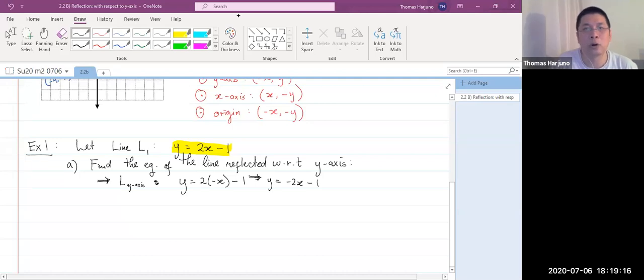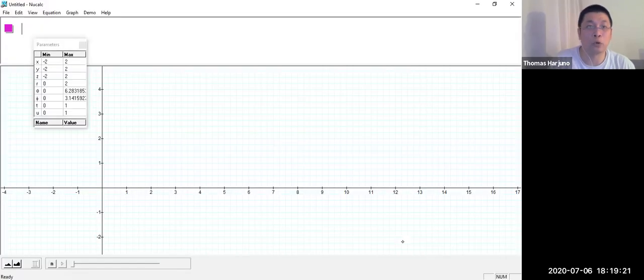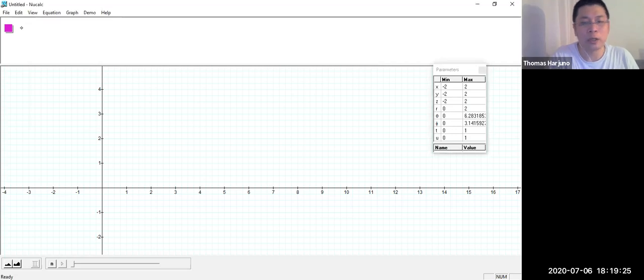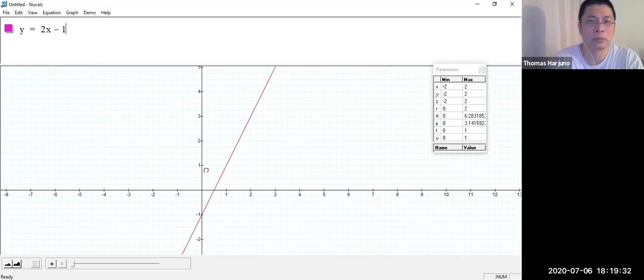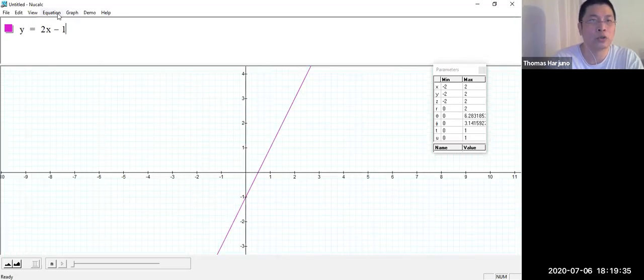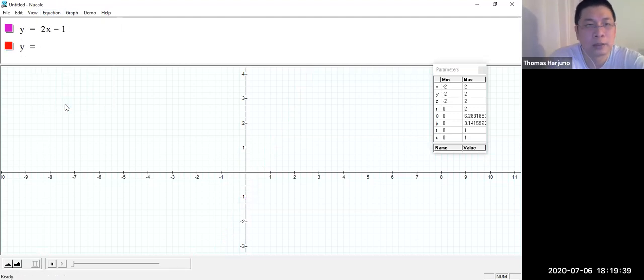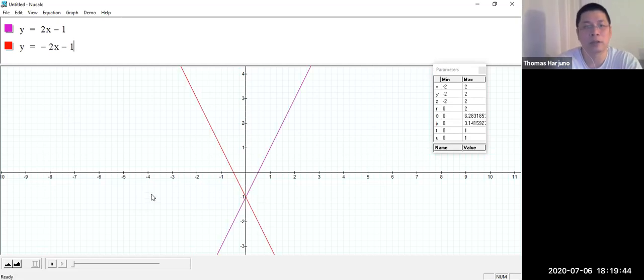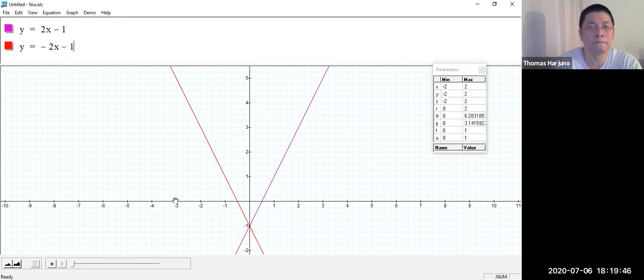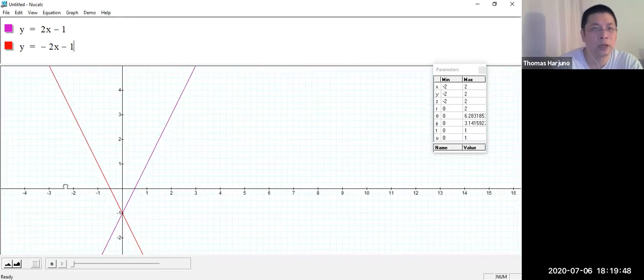Now let's take a look on my graphing software to confirm what we have. Y equals 2x minus 1 looks like this. Now, suppose I replace the x by negative x such that I get negative 2x minus 1. You see the reflection with respect to the y-axis. Right? Let me move it here.